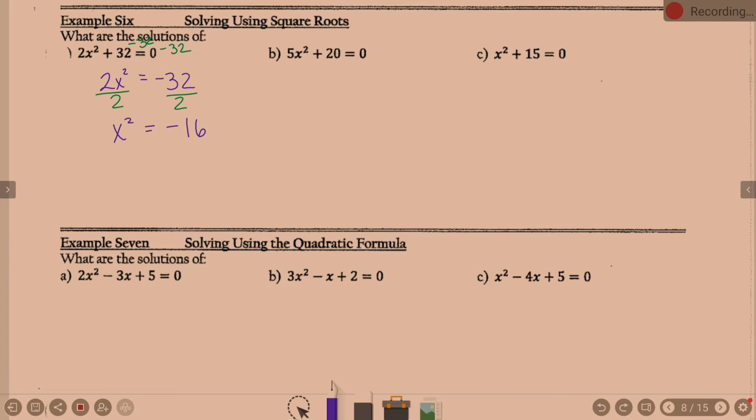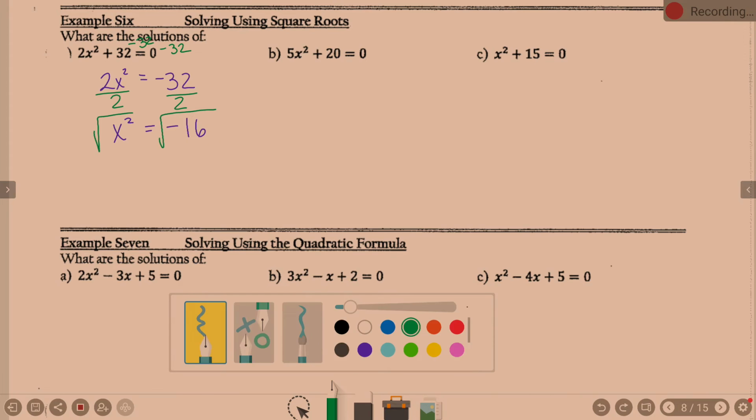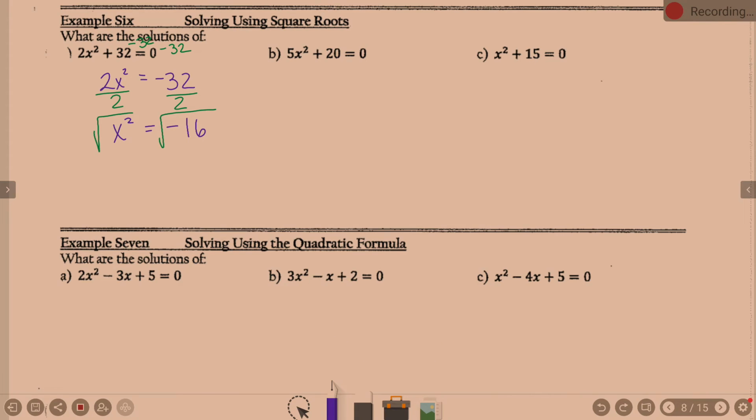And here's the difference, folks. When I taught this back in lesson 4.6, we would have had positive 16. But today we have negative 16. Okay, if it's x squared equals negative 16, how do I get x squared to become x? So we take the square root of negative 16. Do you remember square rooting? If we square root the left, we square root the right. The square root of x squared is x. What is the square root of negative 16?